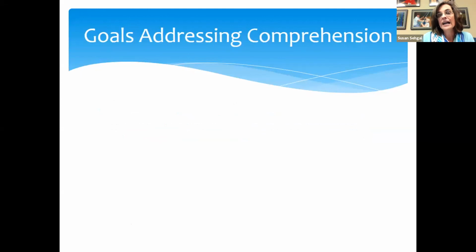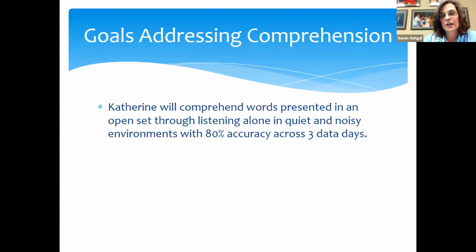So looking at the highest level of auditory skill development, comprehension, we might be looking at things such as Catherine will comprehend words presented in an open set through listening alone in quiet and in noisy environments with 80% accuracy across 3 data days. So comprehending the words, Catherine has to do something else besides just repeat the words. Maybe she has to define the word.